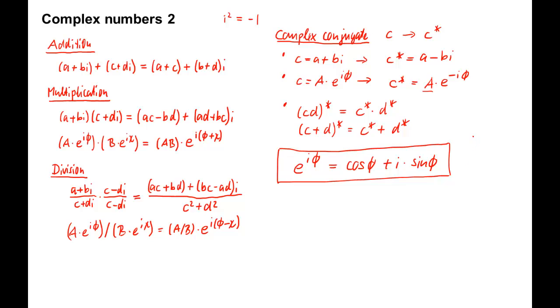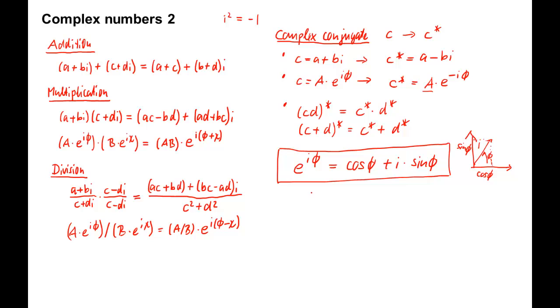Pictorially, in the coordinate system that represents a complex number, e to the i phi is a vector of unit length with the phase angle phi. Cosine phi is the projection of this vector onto the horizontal axis, and sine phi is the projection of the vector onto the vertical axis.